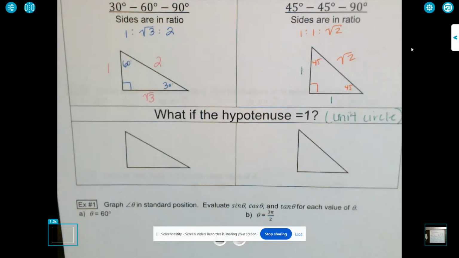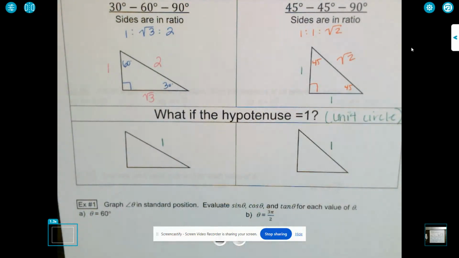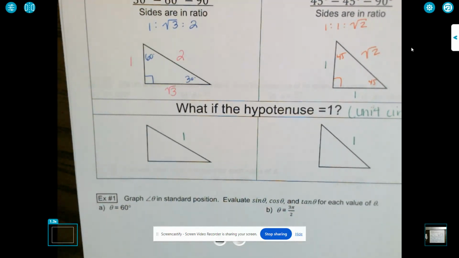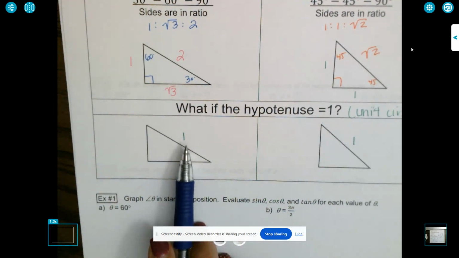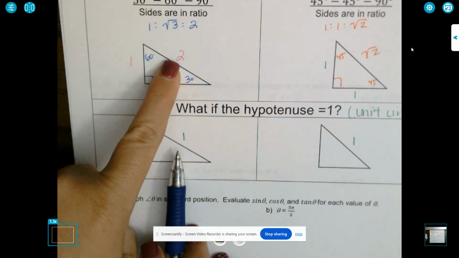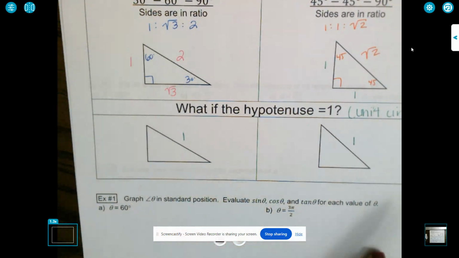Okay, the radius is 1 in our unit circle, and our hypotenuse here is 1. So I'm going to show you the math around it. If I need my hypotenuse here to be 1, and it was 2, how do I get from 2 to 1? I'm going to divide by 2. But what you do to one side, we've got to do to all 3 to get our ratio.